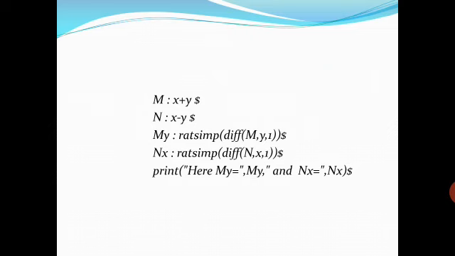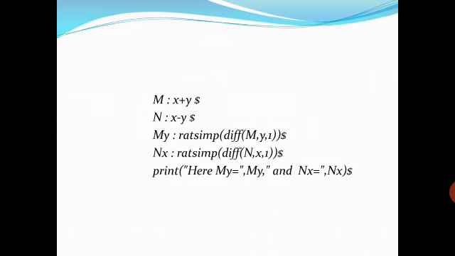The obtained values My and Nx we have to print. Use print, open the bracket, in the double inverted commas, "here My is equal to", close the double inverted commas, My, that is stored in My, comma. Again we have to print Nx, therefore in double inverted commas "and Nx is equal to", close the double inverted commas, Nx. Close the bracket and put the dollar symbol. So this prints the values of My and Nx.